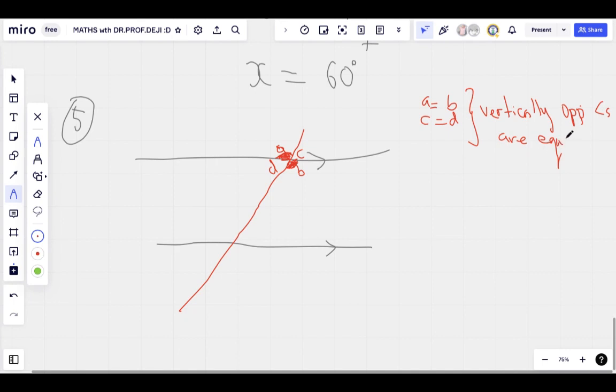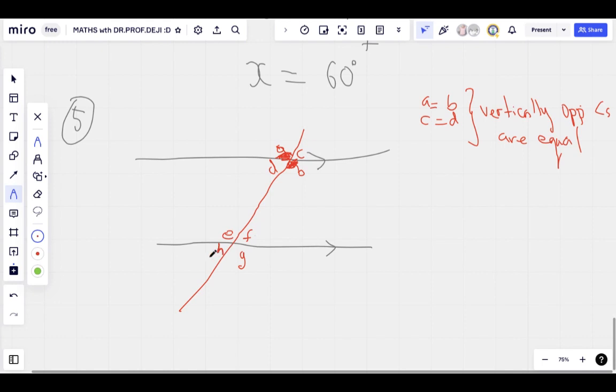Are equal. Okay, they are equal. So that's that for that. Now let's say we have E, F, G, H.